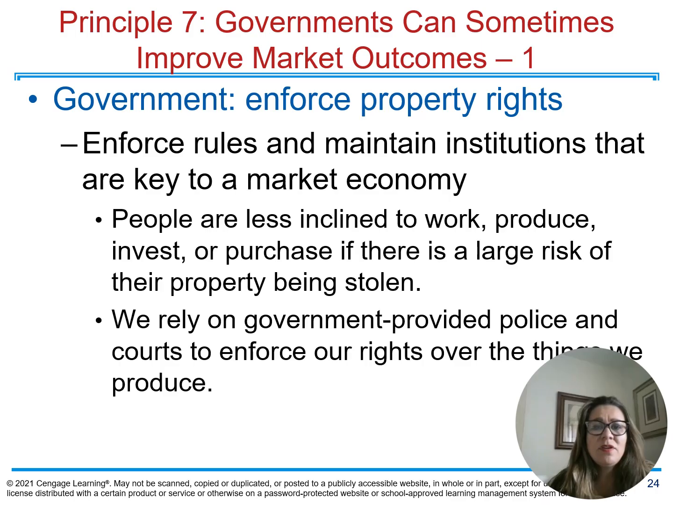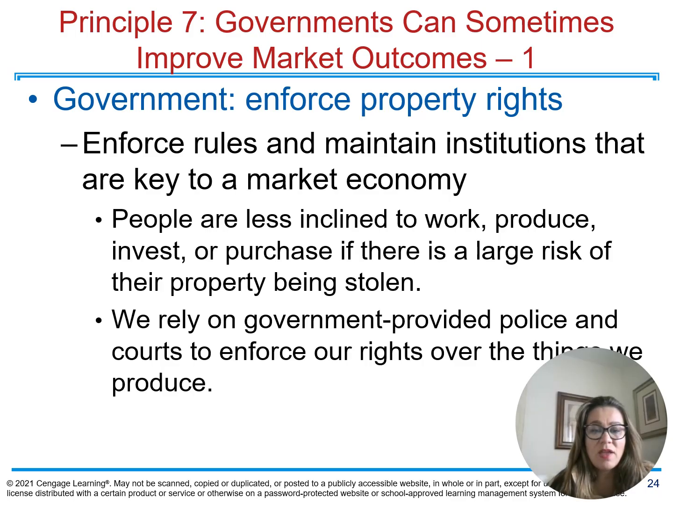Okay, now we're going to talk about principle number 7. We said that markets are a good way of organizing economic activity, but sometimes there's a use for the government. Every economist has agreed that the main role of the government is to enforce property rights. They have to enforce rules and maintain institutions that are key to the market economy. People are going to be less inclined to work, produce, invest, or purchase if there is a large risk of their property being stolen.